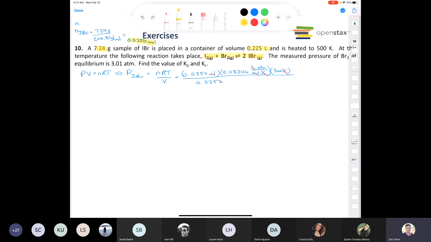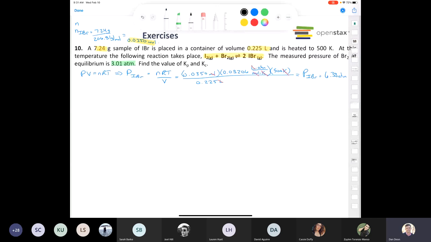And now we're going to figure out the pressure. The reason why I want to figure out the pressure is because all they're telling us is the pressure of the bromine, the Br2, at equilibrium. Then we're going to put these in an ICE table, and hopefully it will crystallize in our mind and become a little clearer. So we get the pressure of our IBR, and this is all we're starting out with, is equal to 6.38 atmospheres. Now we've kind of done the hard part.